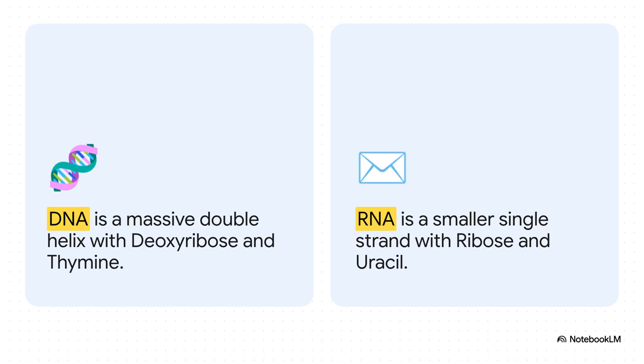RNA, on the other hand, is the versatile messenger copy. It's single-stranded, much smaller, uses ribose sugar, and swaps out thymine for a base called uracil. Because it's smaller, it can easily slip out of the nucleus to deliver the instructions straight to the factory floor.